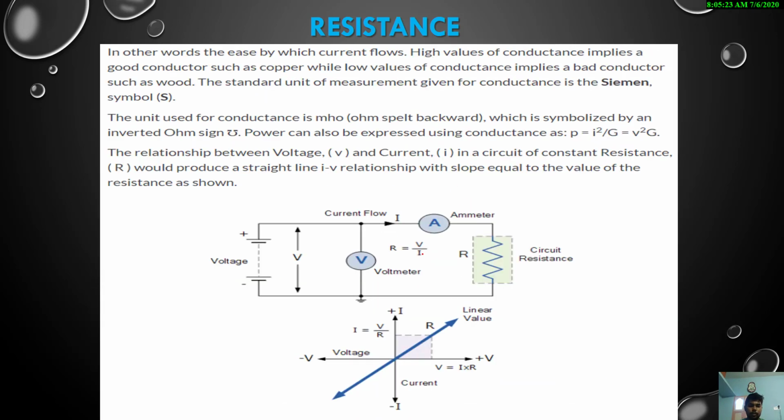This is a basic circuit that clearly explains what voltage and current are, and how they can be measured. Here the voltmeter is installed to measure the voltage across this load, which is a load resistance or circuit resistance, and the current flowing through the load resistance can be measured using this ammeter. R is equal to V by I is the resistance value.